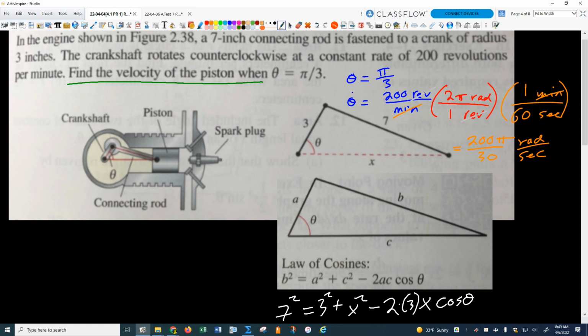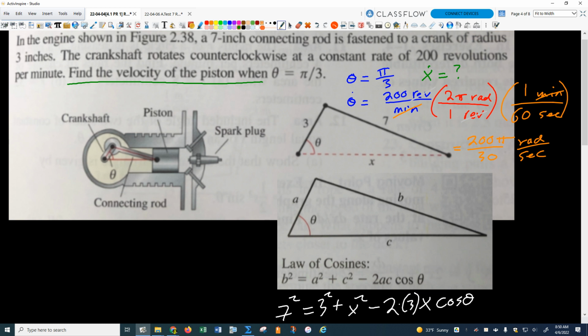X dot, sure, right? Because x is this distance right here. So the rate at which that distance changes is how fast that piston is moving, right? Does that make sense? Okay, so then we're looking for x dot. So we've got to relate x's and thetas. And so how do we do that?